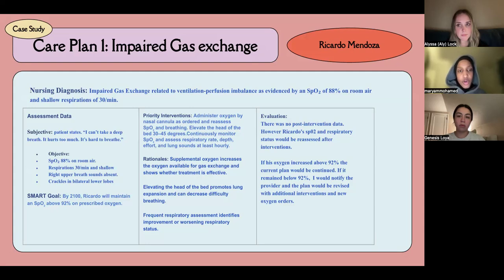For our evaluation, our EHR did not provide post-intervention data, so we couldn't determine whether the goal was met. But we did say that if his oxygen saturation improved above 92%, we would keep the current plan. But had it remained below 92% or continued to worsen, we would notify the provider and administer a higher dose of oxygen if that's what was ordered.